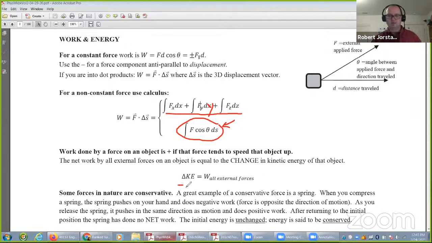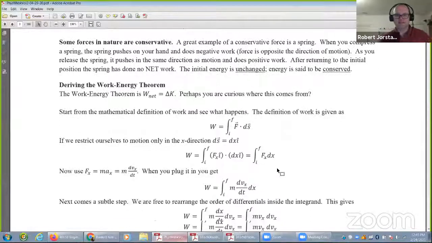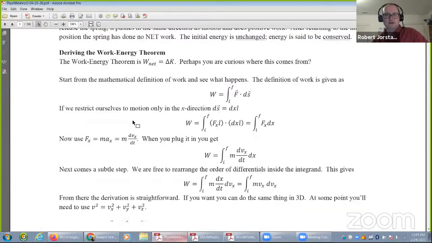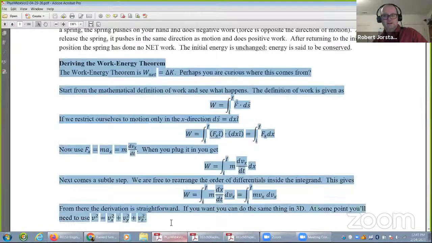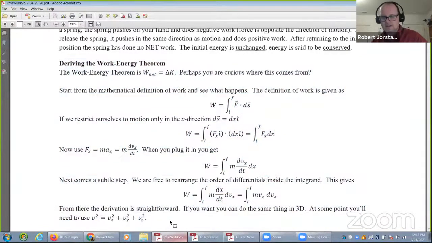And this is what I was just alluding to. Work is equal to the change in kinetic energy. If you're wondering where this comes from and how they chose to define it this way, look down at the bottom of the page while I'm clearing my annotations here. This is the theorem. If you're curious where it comes from, there's the derivation. We're not going to use that derivation. We're going to use the result of that derivation. But this kind of walks you through why we're getting this 1/2 mv squared.